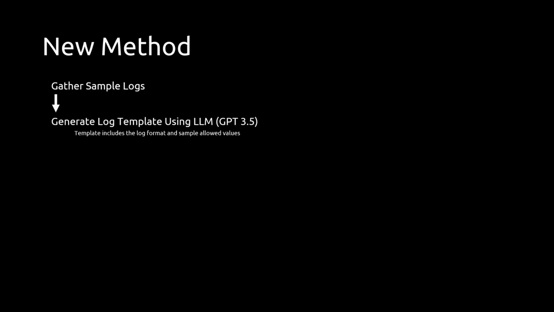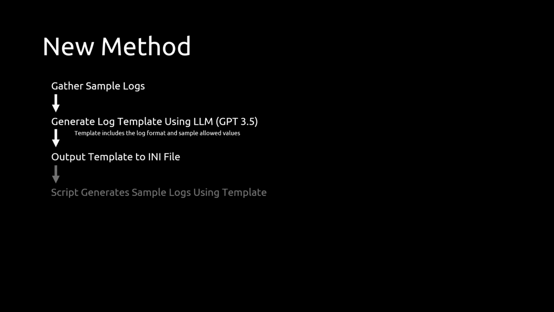The new method still starts with gathering sample logs, but then from there leverages the LLM to create a log template, and that template can be output to an INI file. Then the script uses that template to then generate more sample logs. The template also includes sample values, so expected values for each field within the log format template, and that can then be output into wherever you need.